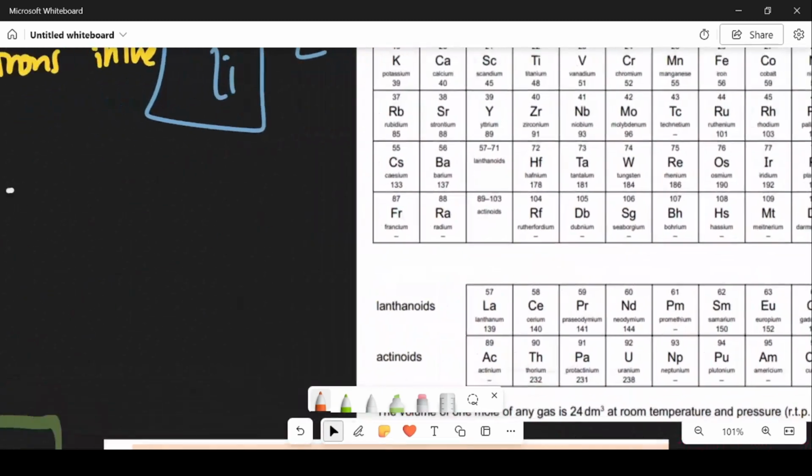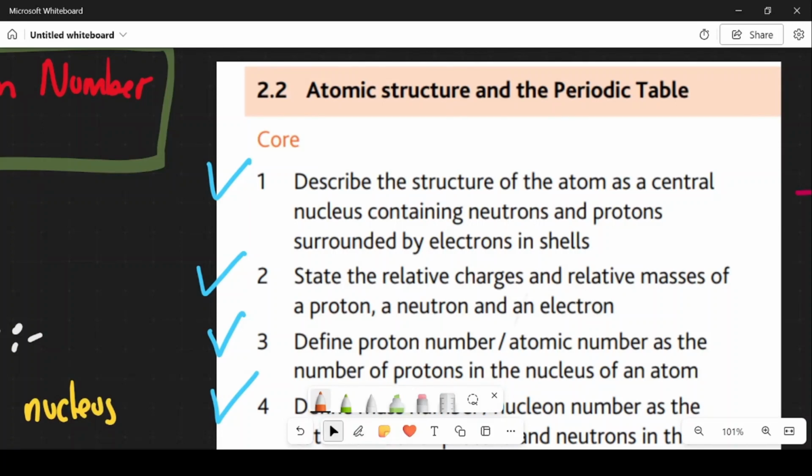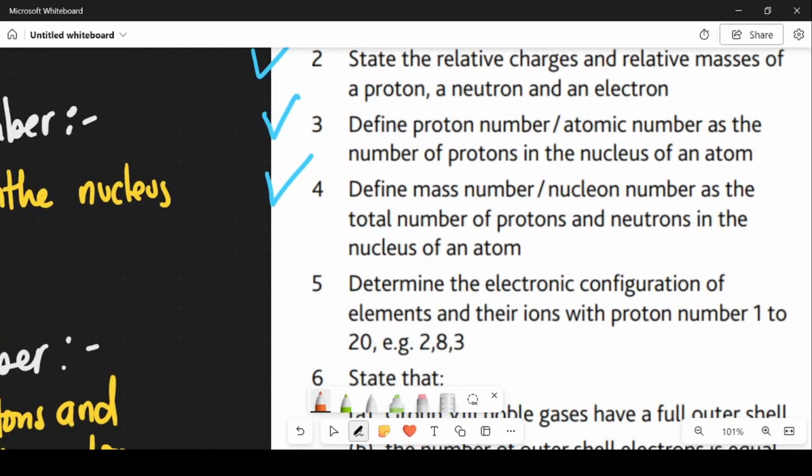So that's how you basically do electronic configuration. If you guys need more videos and an in-depth video of this, then I will absolutely be down to do so. All right, there we go. We're done.